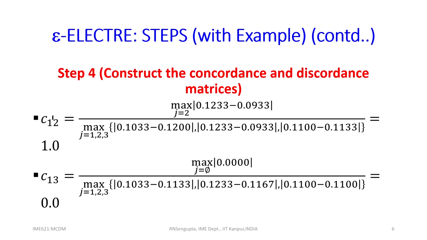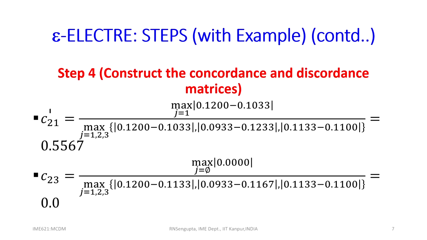So, based on that we find one by one C11, C12, which, I am just circling it, C12 comes out to be 1, C13 comes out to be 0. Now, C11 obviously you are comparing with itself, so obviously that ratio would not be considered. So, when I find C21, comparing, C21 comes out to be 0.5567 and C23 comes out to be 0. Now, here I would like to pause.